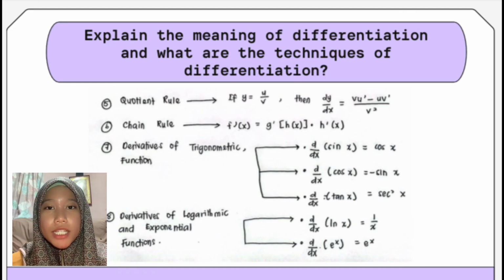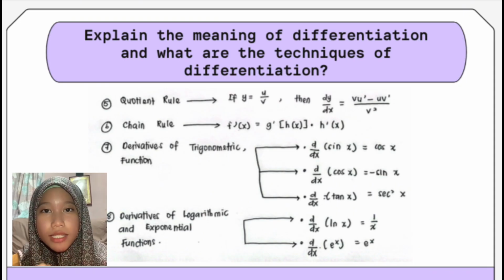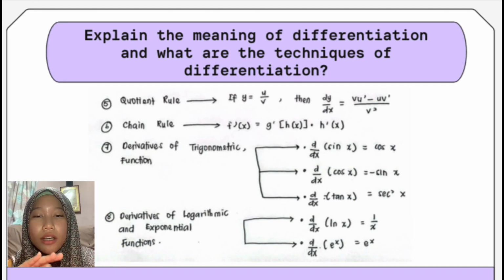Then the derivative of trigonometric functions is also a technique of differentiation. The formulas are divided by 3. First one, d over dx sin x equals cos x. Second, d over dx cos x equals minus sin x. Third one is d over dx tan x equals sec squared x.